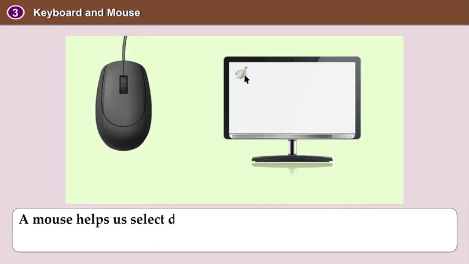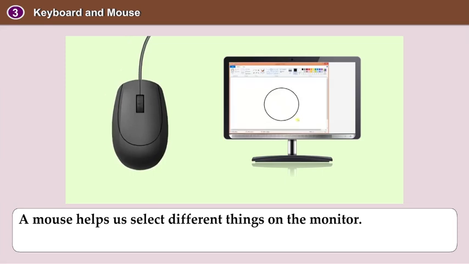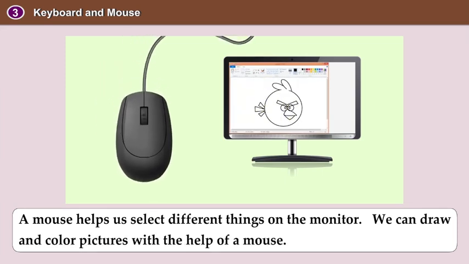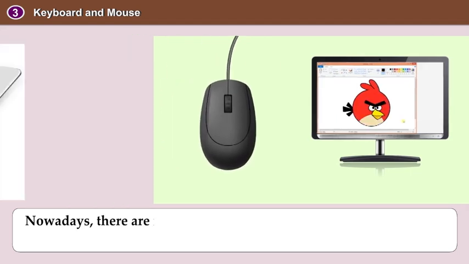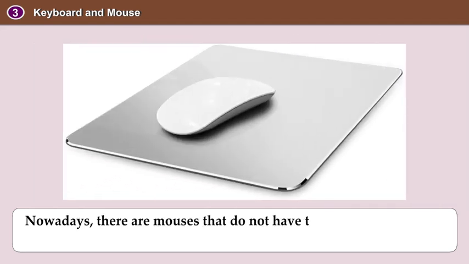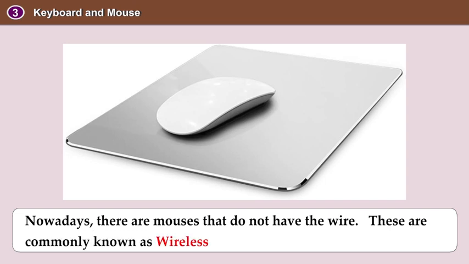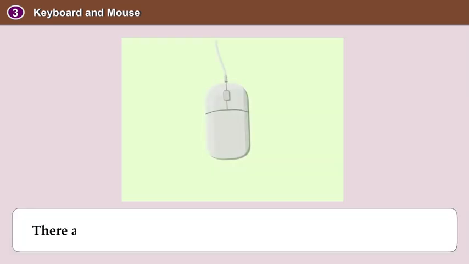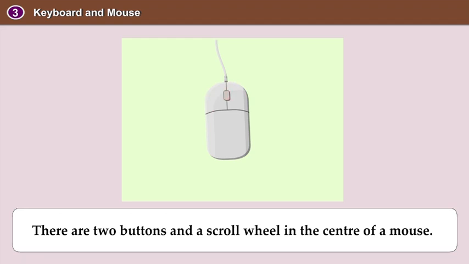A mouse helps us select different things on the monitor. We can draw and color pictures with the help of a mouse. Nowadays, there are mouses that do not have the wire. These are commonly known as wireless mouses. Mouse buttons. There are two buttons and a scroll wheel in the center of a mouse.